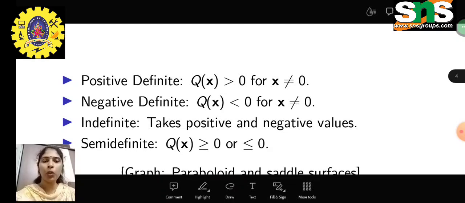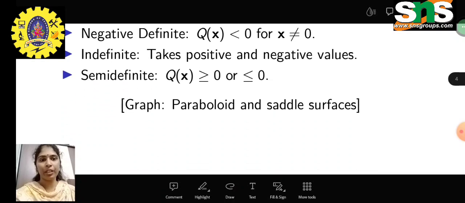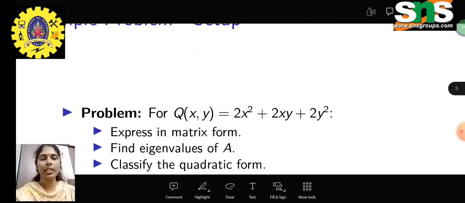Then there is one more category called semi-definite, which can be given by q of x greater than or equal to 0 and q of x less than or equal to 0, which means one eigenvalue will be 0 and another one will be positive. In that case we call that a positive semi-definite. If one eigenvalue is 0 and the remaining eigenvalues are negative, then that type is said to be negative semi-definite. Next let us see a problem.